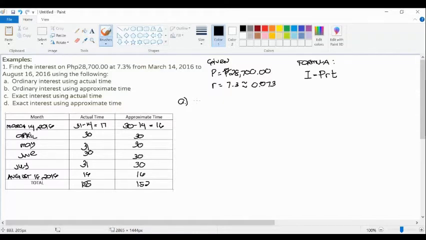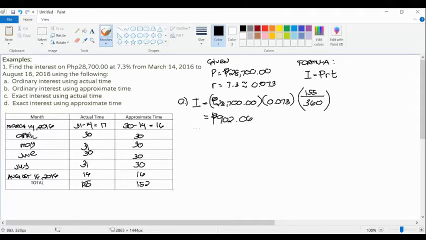Okay, so for letter A, that will be I is equal to your principal, that is 28,700 pesos, multiplied by your rate, that's 0.073, times 155 divided by 360. Okay, this is for your actual time, ordinary interest using your actual time. And getting the product of this, it will give us an answer of 902 pesos and 6 cents.